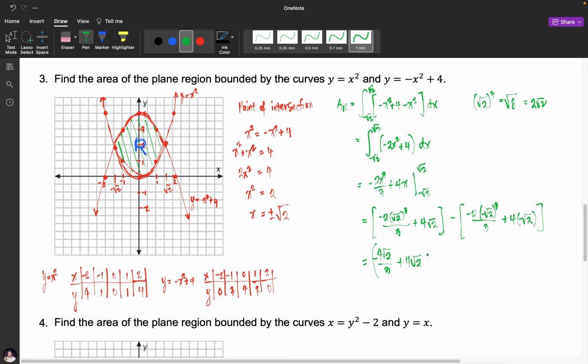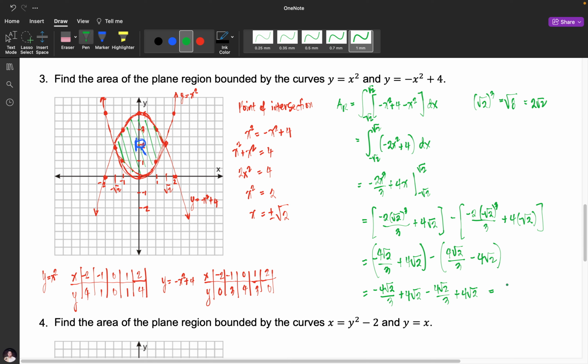Okay, that is minus, let's simplify the other side first. This is negative square root of 2 cubed, so that is negative 2 square root of 2 times negative 2, so positive 4 square root of 2 over 3. And this is minus 4 square root of 2. Let's simplify further. This is negative 4 square root of 2 over 3 plus 4 square root of 2 minus 4 square root of 2 over 3, and this is plus 4 square root of 2.